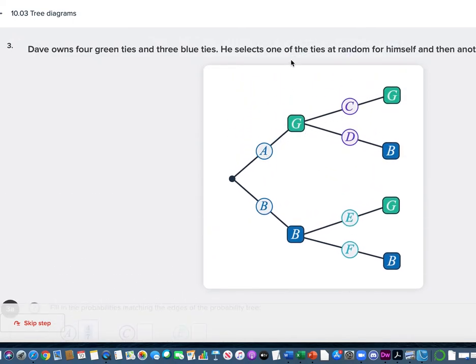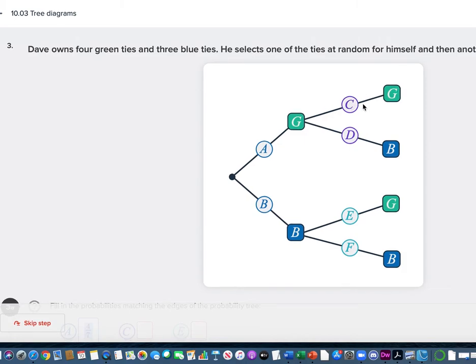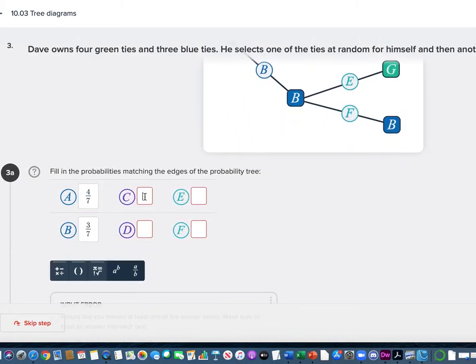So again, once he selects one of the tiles at random for himself and then another tile at random for his friend. So in other words, he's taking a tile out of the green ones, so he's going to reduce the amount of tiles. So this is what we call without replacement. Alright, so he's not replacing the tile back in and pulling it out again. Right, he's taken the tile for himself. So now the next green one is going to be 3 out of 6. So in here, we can do 3 over 6, because that's what's happening.